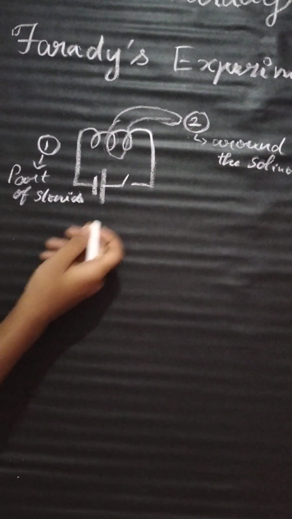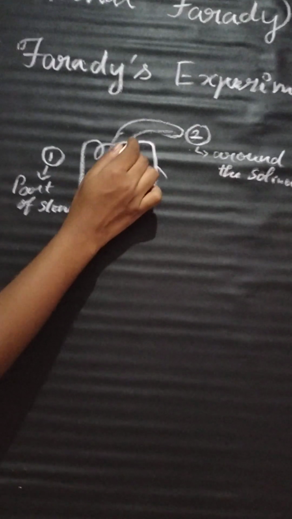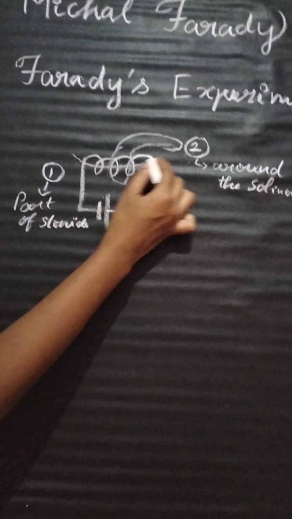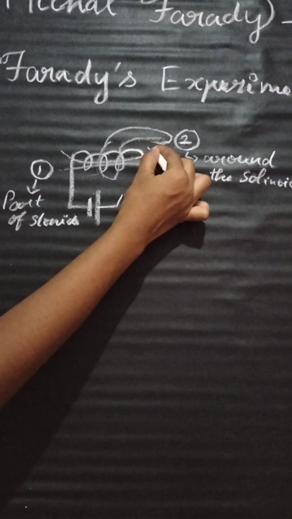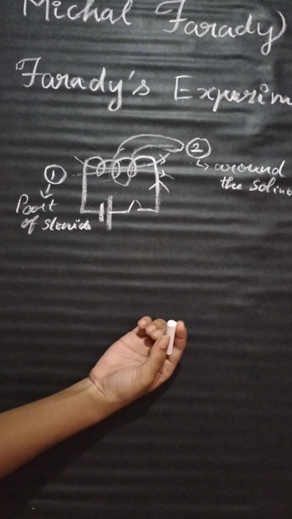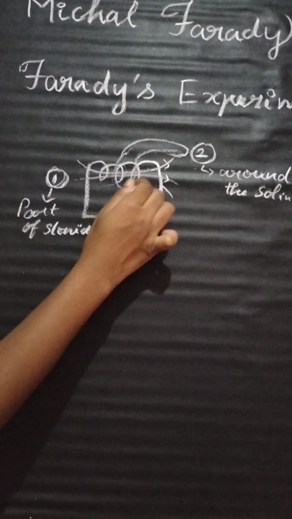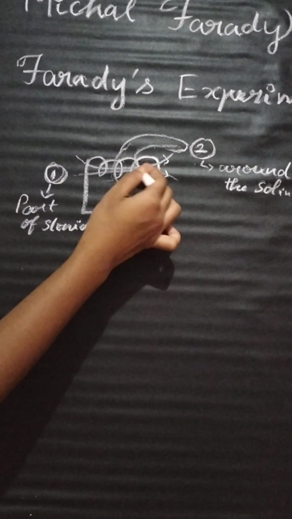Now he closed the key. The current flowed in this direction. Due to this current, there will be a magnetic field. So the magnetic field lines are opposite to the direction of the current.